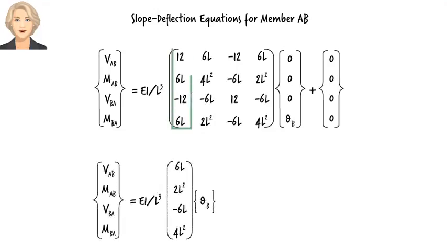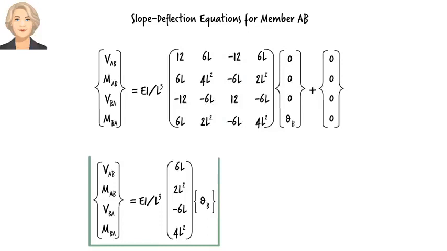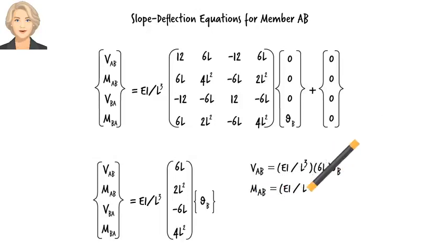Since the first column of the stiffness matrix represents the coefficients of delta A, the second column represents the coefficients of theta A, and the third column represents those for delta B, we can remove them from the matrix and rewrite the equations in compact form. And in case you were wondering, here are the exact same equations in algebraic form.